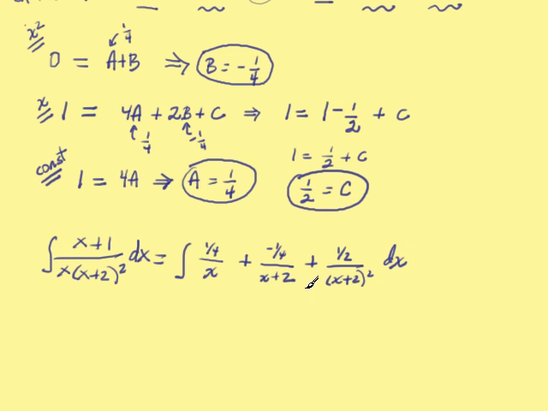And we're going to integrate term by term. This is a log, this is a log, and here we just use the power rule. So for the first term we have 1/4 ln x, and for the second, minus 1/4 ln (x plus 2), and for the third, we have plus 1/2, and we're just going to do a power rule. I'm not going to do a u substitution, because if I put u equal to x plus 2, du is equal to dx, so I can use the power rule directly. Here we have (x plus 2) to the minus 2, so we're going to add 1, and divide by the new exponent.